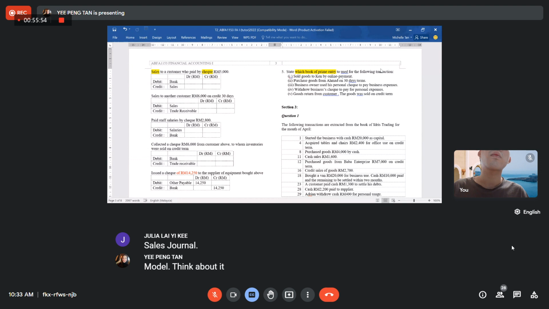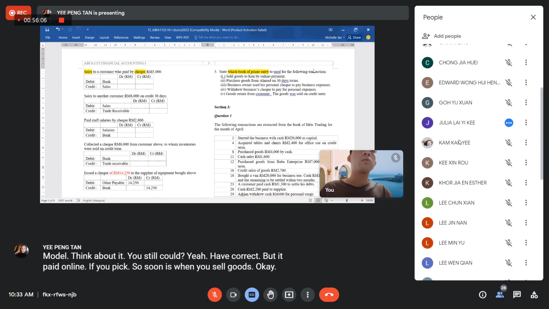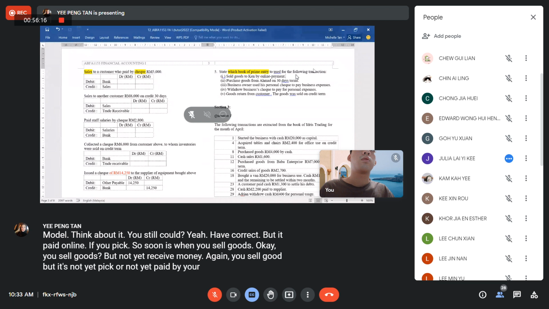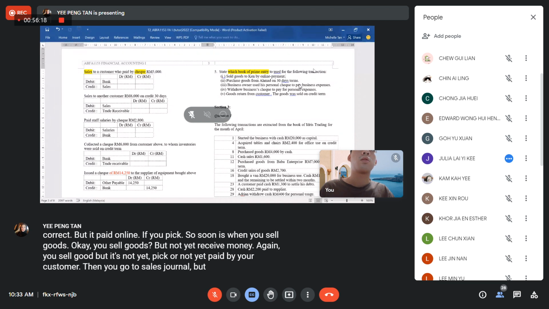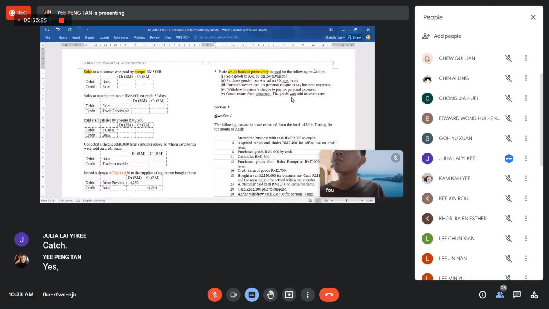Think about it. You sell goods, yeah, half correct, but you are paid online. Have you been paid? Sales journal is when you sell goods but have not yet received money, or not yet been paid by your customer. Then you go to sales journal. But if you are paid immediately, then you go where? Cash book. Yes, cash book. The answer is cash book.